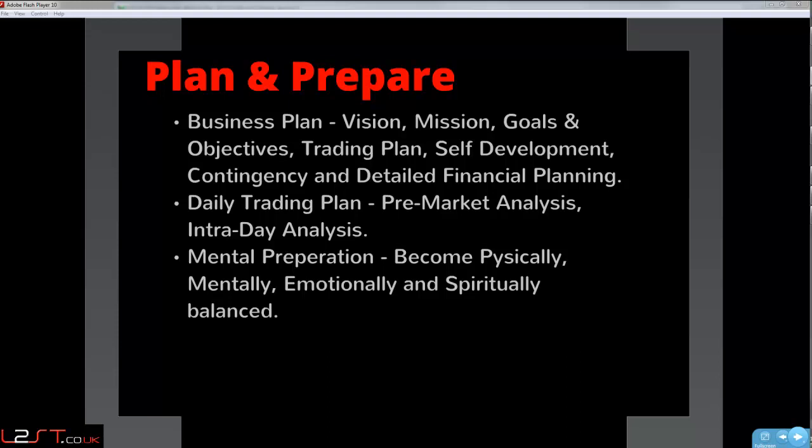Now, mental preparation is important as well. Be mentally well balanced and emotionally well balanced. A lot of this feeds off each other. If you're physically balanced, you generally are mentally balanced. If you're mentally balanced, you're emotionally balanced, and then spiritually balanced as well.